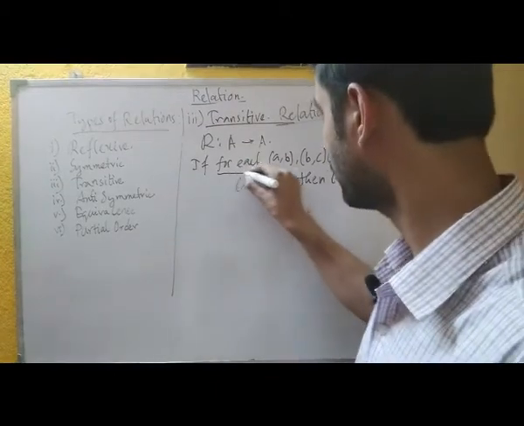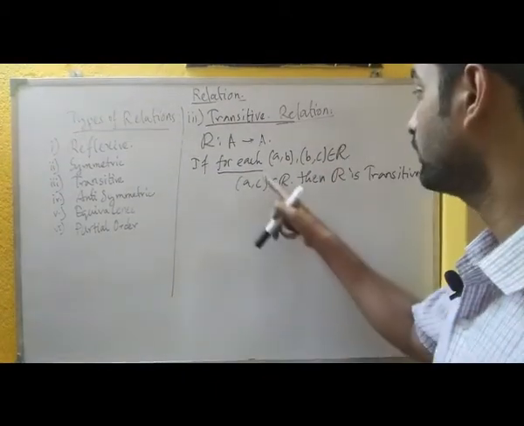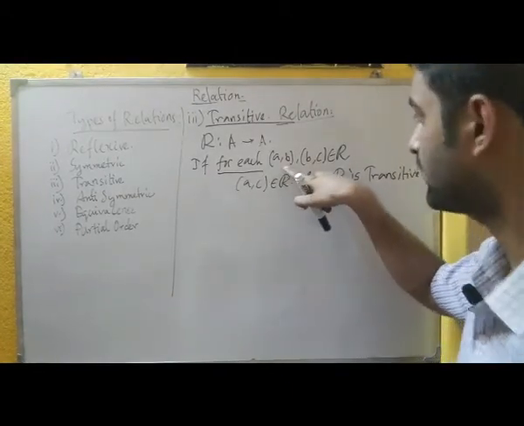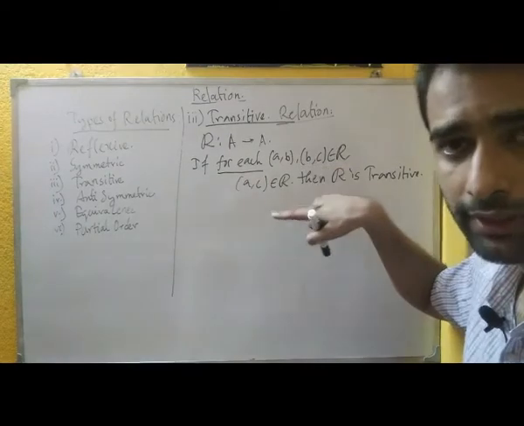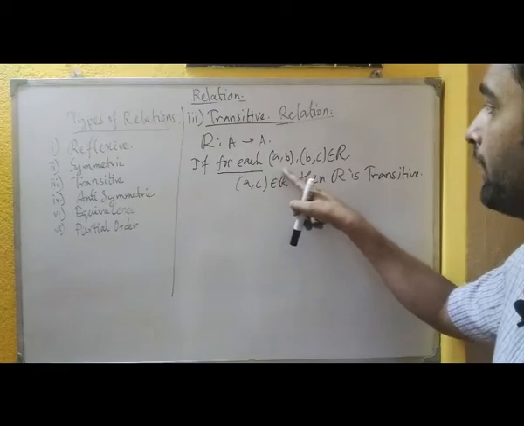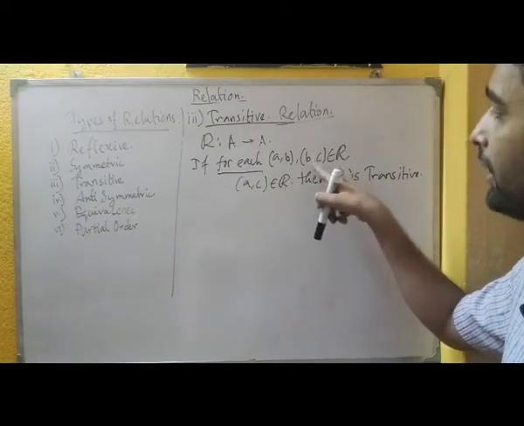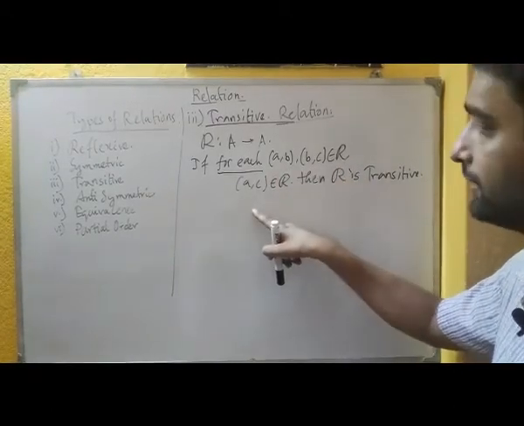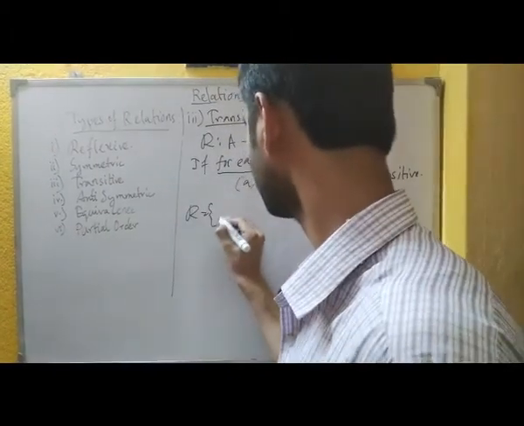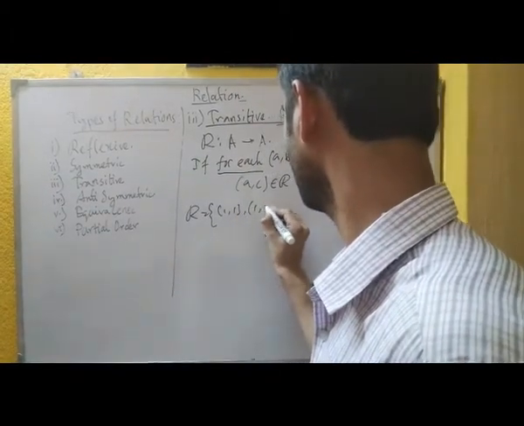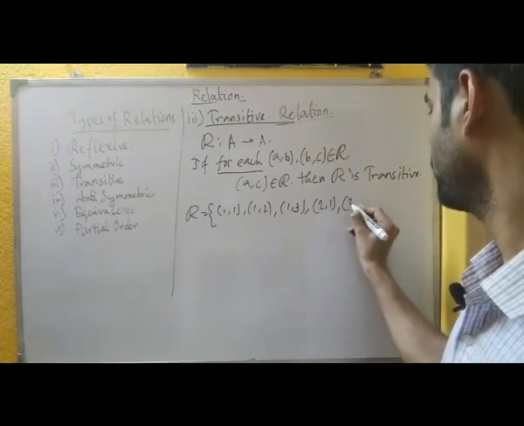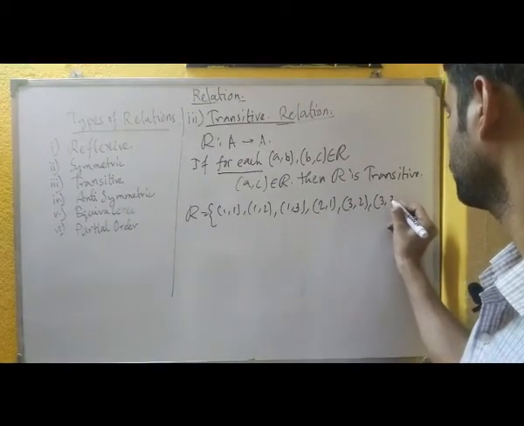So again, a word of caution that you should emphasize on this word for each, because if there are elements like (a,b) and (b,c), then only we will check for the element (a,c). If there is some element (a,b) and there is no element like (b,c), then we will not check for the element (a,c). So suppose we are considering the example (1,1), (1,2), (1,3), (2,1), (3,2), (3,3).